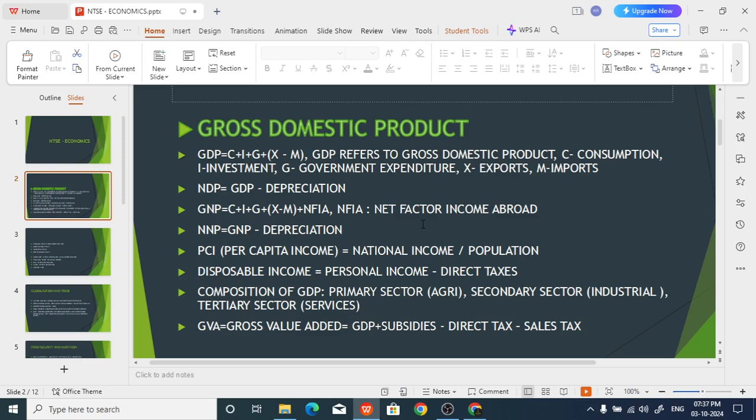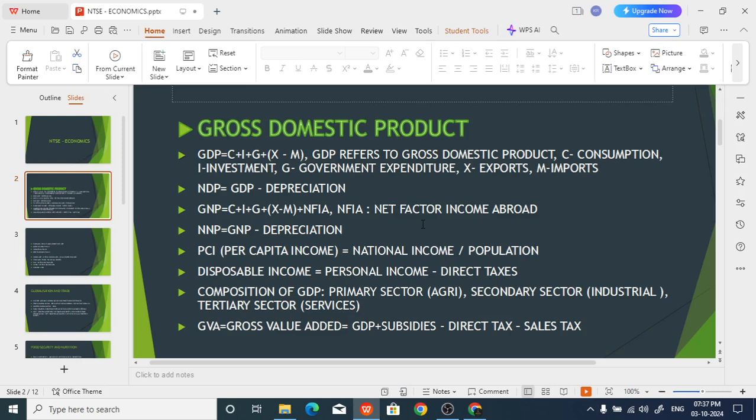So that income also is the income of an Indian citizen. That also has to be added. But suppose he is earning in dollars, you have to convert that into rupees. So net factor income abroad: whatever income you get abroad, you factor it after expenditure. He will bring some money here, so that money also you have to add. Then GNP is equal to C plus I plus G plus X minus M plus NFIA. Now I am going to ask you one question.